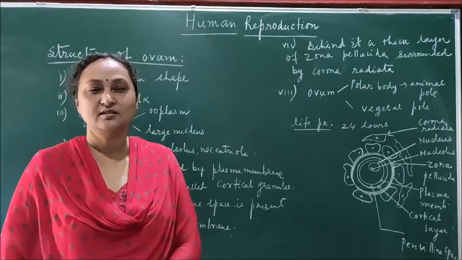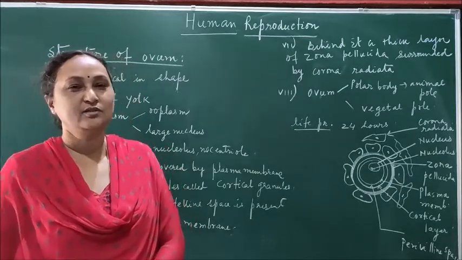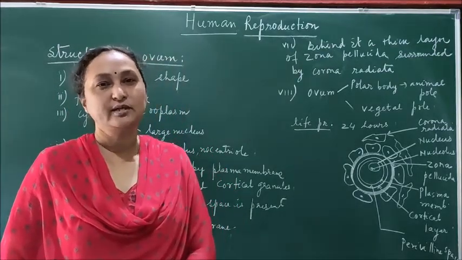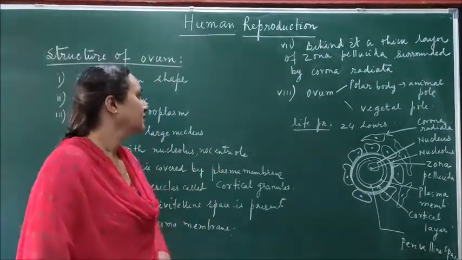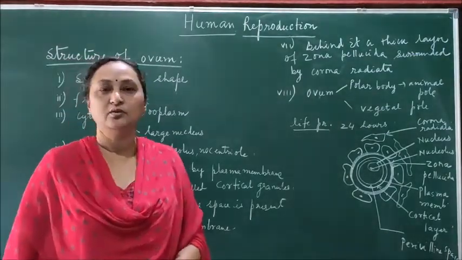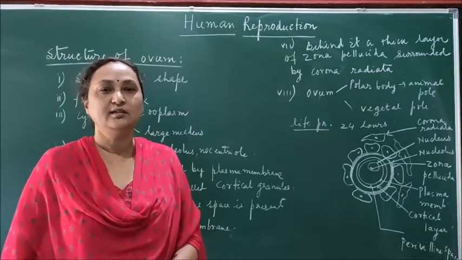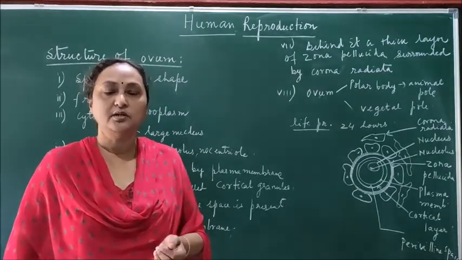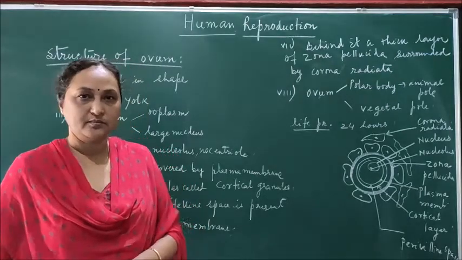Good morning, students. Today I am going to discuss the structure of the ovum and the menstrual cycle. Ovum, that is the female gamete. All of you know ovum is the female gamete. Either we call it egg or ovum, and the ovum is produced inside the ovary.